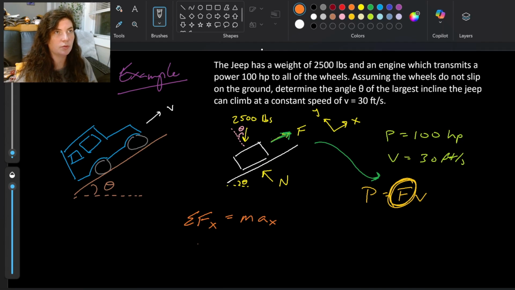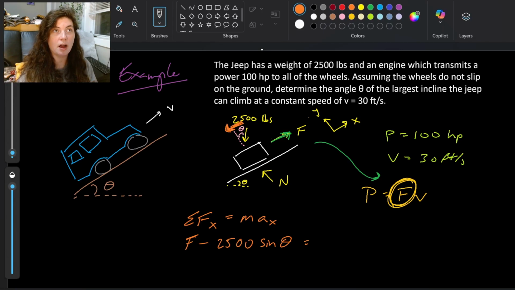Then I'm going to have my x forces. I have the F force, and then minus the x component of this 2,500 pound force. So this is where I can get the angle in here: this 2,500 pounds times sine theta. It's the x component of the weight. Equals mass times my acceleration in the x direction.